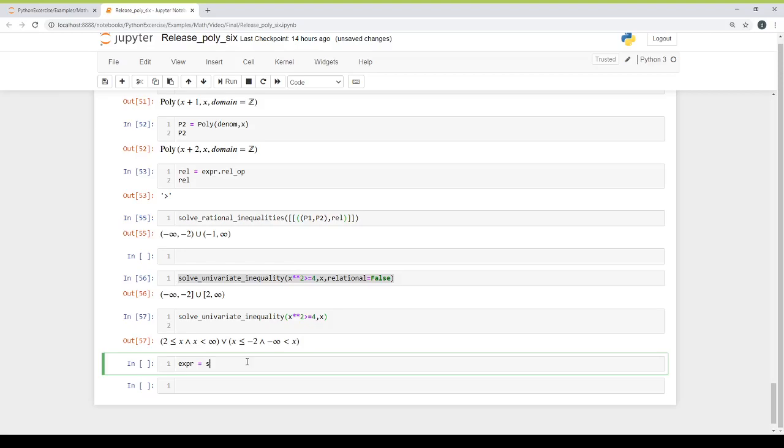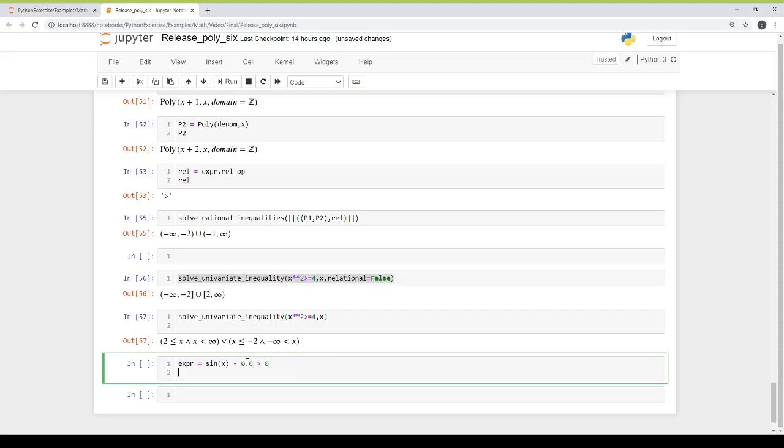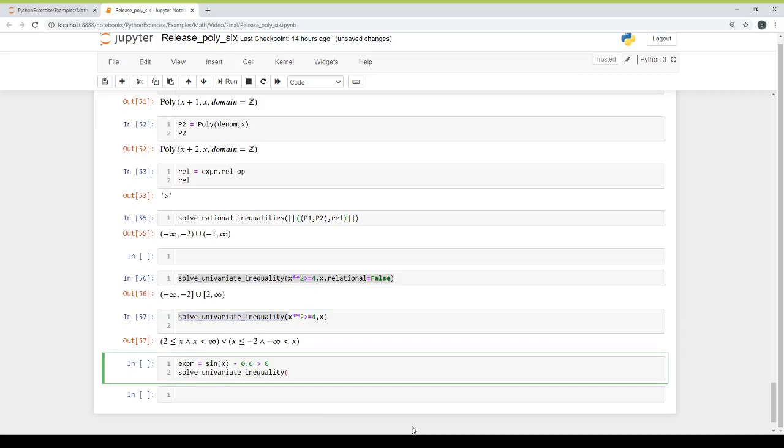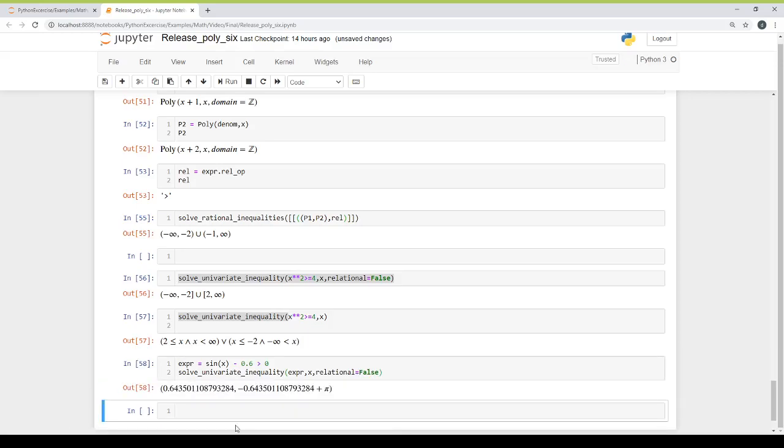Let's take one more example of univariate inequality. Expression is equal to sin x minus 0.6 greater than 0. Solve_univariate_inequality, expression comma x comma relational is equal to false, and this is our result.